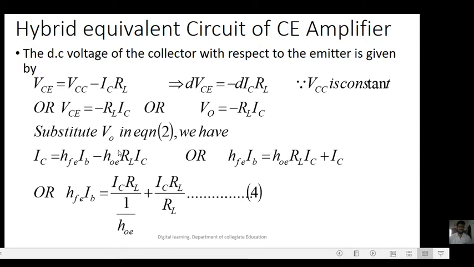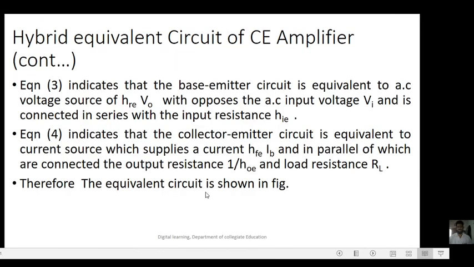So from these equations we can get HFE IB is equal to IC RL divided by 1 by HOE plus IC RL divided by RL. This is equation number 4. Hybrid equivalent circuit of CE amplifier is continued still.